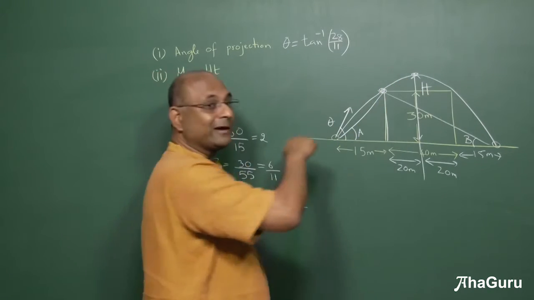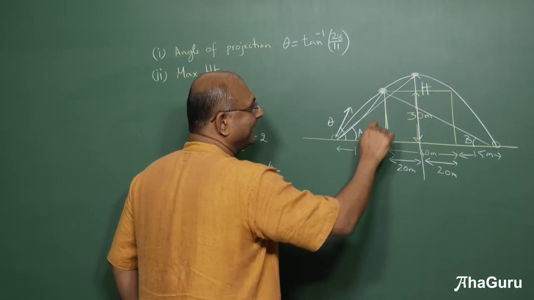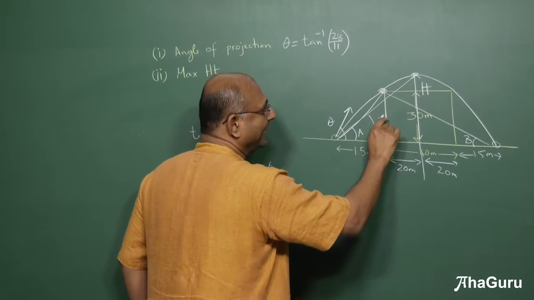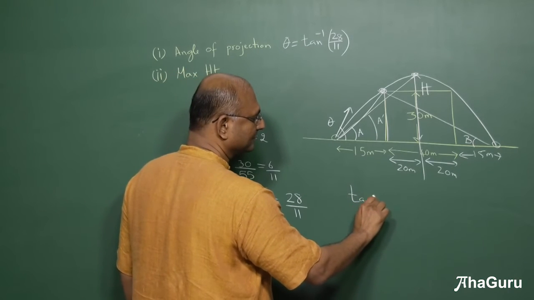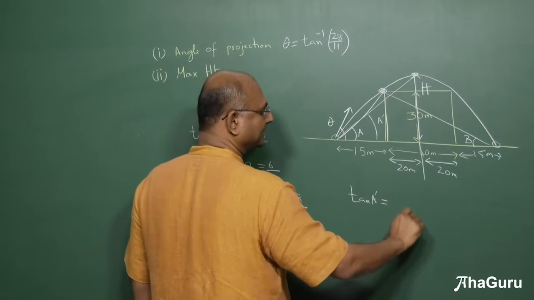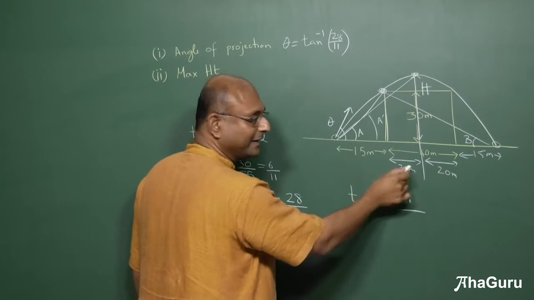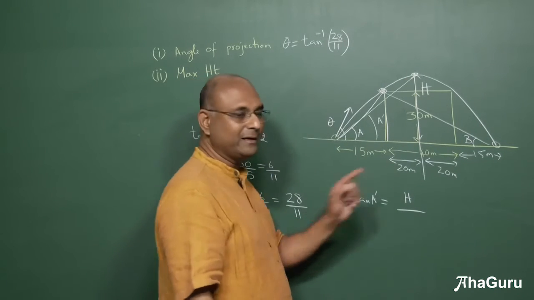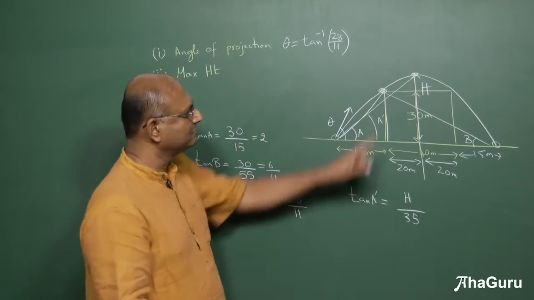This point is also a point on the path, right? So if I join this point to this end, you will get an angle A dash. How much is tan A dash? h by 15 plus 20. How much is 15 plus 20? 35.